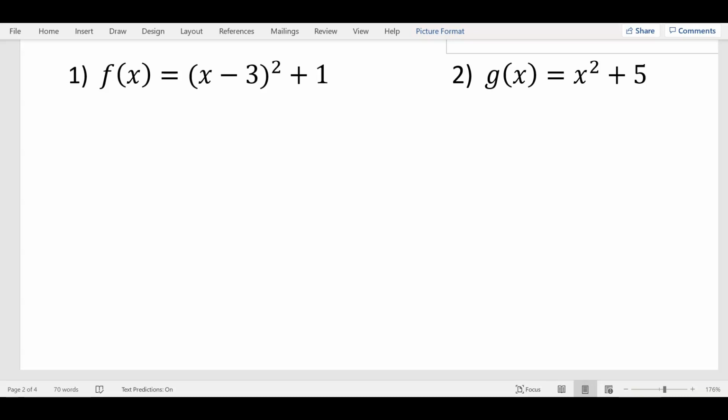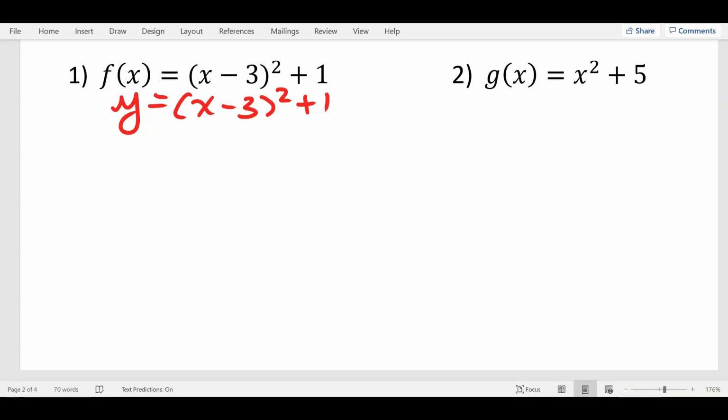All right, so number 1, what's my first step? Change x to y. Change f of x to y. So y equals x minus 3 squared plus 1. Does everyone understand the first rule? Make it y equals, right? Even if you have a headphone in your ear. Hey.